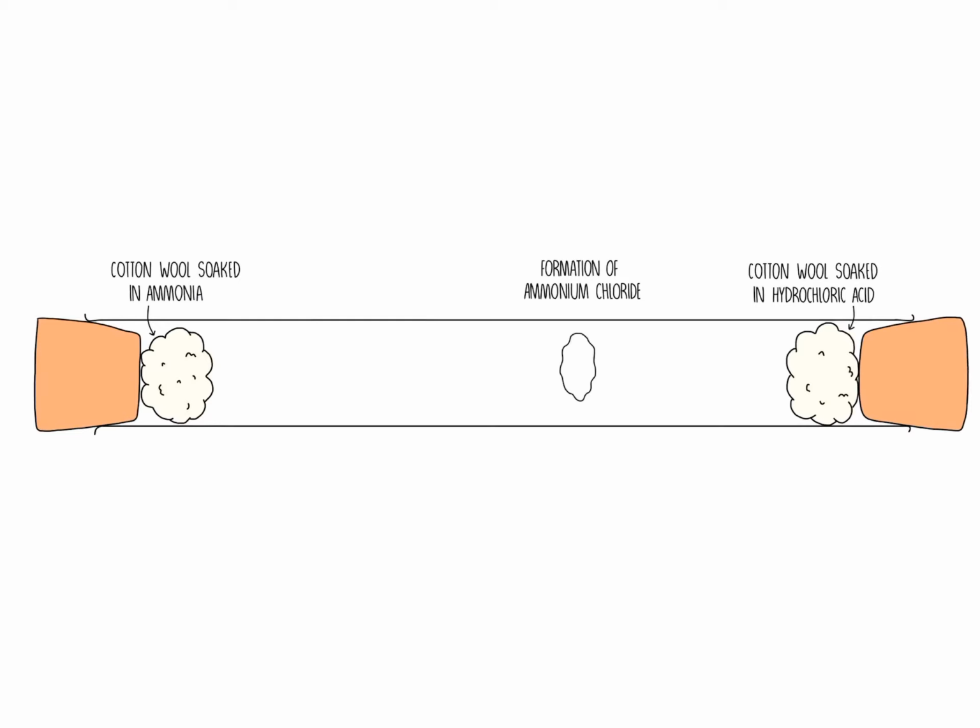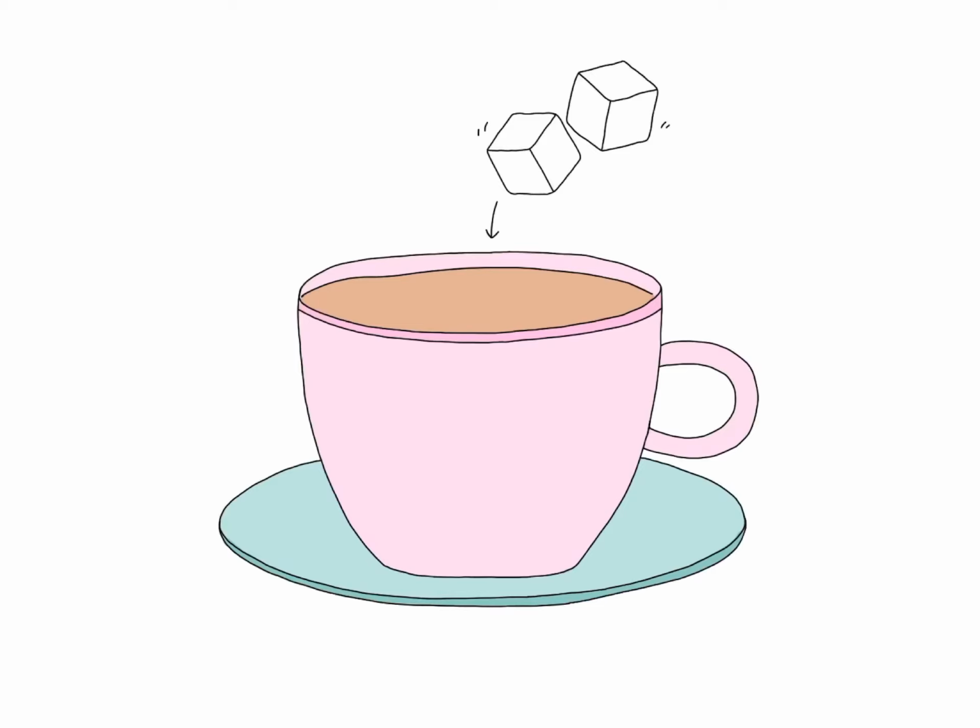Okay, so now we know exactly what we mean when we're talking about solids and liquids. But what about if I dissolve a solid into a liquid? Well, then we've got a solution. And if you're anything like me, you probably make them all the time without even realising it. So every time you add sugar to a cup of tea or coffee, you're forming a solution by dissolving the sugar into water.